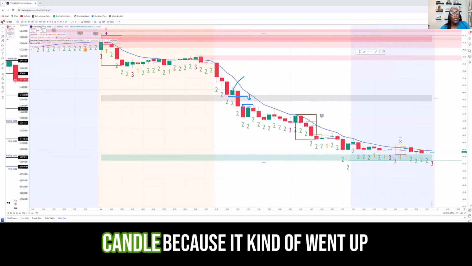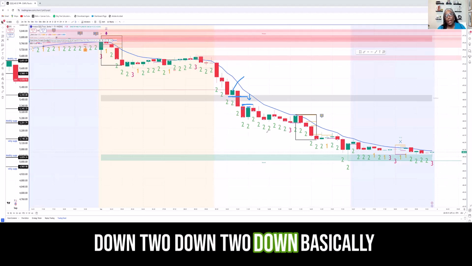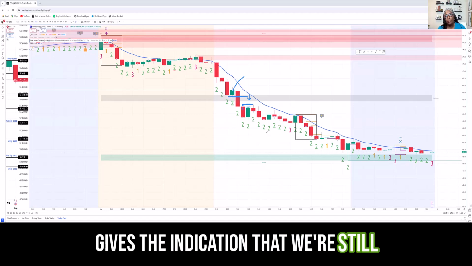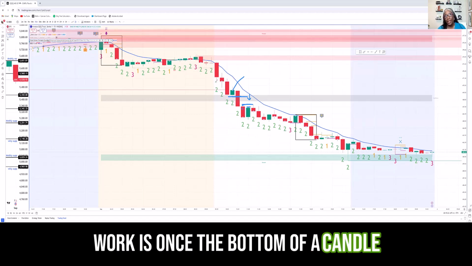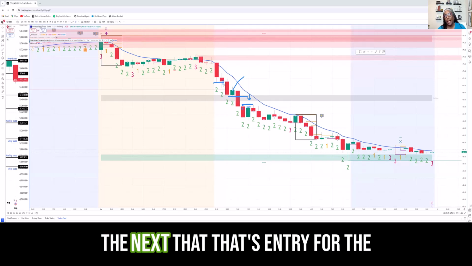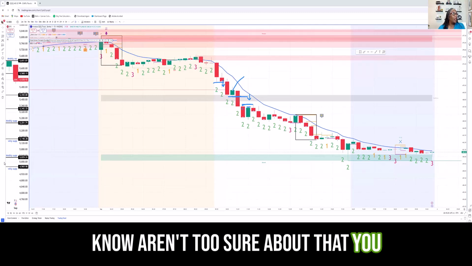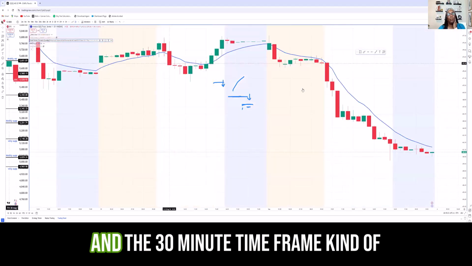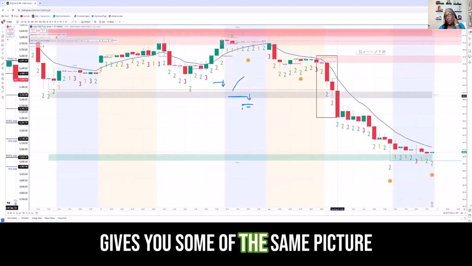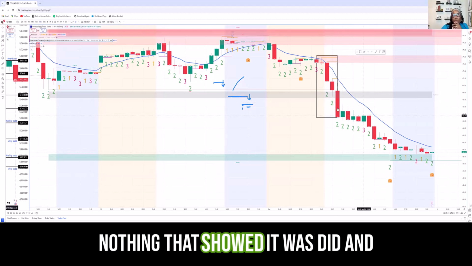This one was an up candle because it went up a little bit, but then it didn't close up here. 2 down, 2 down, 2 down basically gives you indication that we're still going down. The way the Strat entries work is once the bottom of a candle is surpassed, that's entry for the next candle. If you aren't too sure about that, you can change time frames. That's the 15-minute; you could change to the 30-minute, and it gives you some of the same picture, because there's nothing here that showed a reversal.